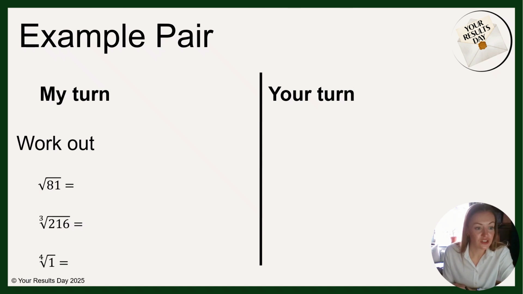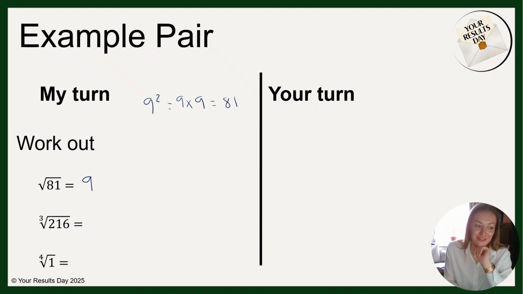So remember, when we don't put the little 2 on the root, that is just the normal square root. So the square root of 81 is asking me, what number do I times by itself to get 81? And that would be 9. Because if I just do a little side note up here, 9 times 9 equals 81. It's the reverse of squaring.